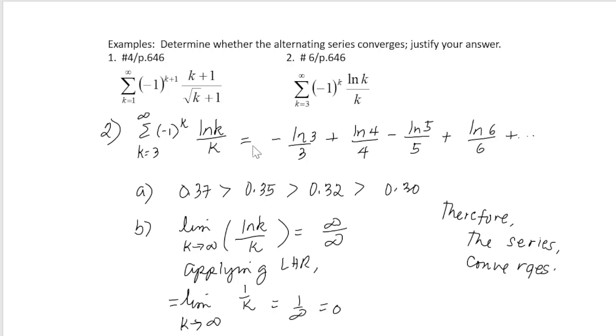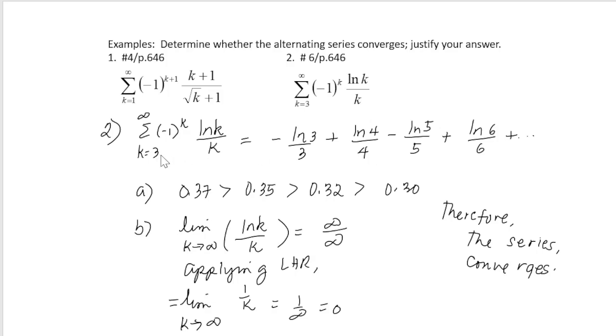Okay, another example. Suppose you're given the series summation of negative 1 raised to k times natural log of k all over k, where k is from 3 to infinity. If the value of k is 3, then you have negative 1 to the third is negative. Then you have natural log of 3 all over 3 as the first term. Plus, if k is 4, negative 1 to the fourth is positive 1. Then we have natural log of 4 all over 4.